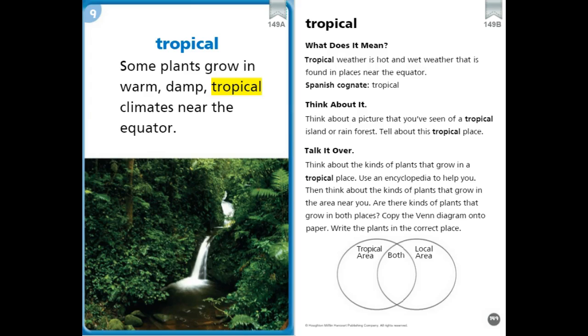Think about the kinds of plants that grow in a tropical place. You can use an encyclopedia to help you. And then think about the kinds of plants that grow in your area. Are there kinds of plants that grow in both places? You can use a Venn diagram like the one below to write the plants into the correct side.